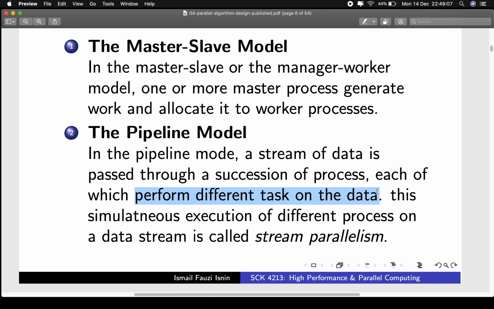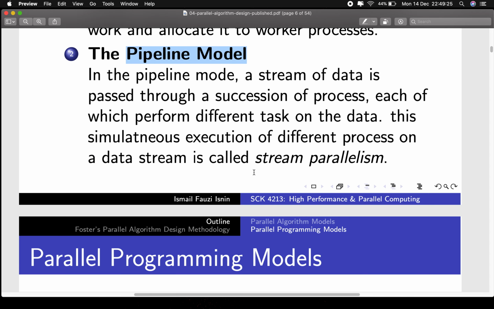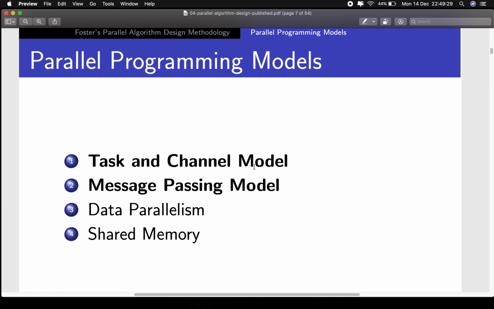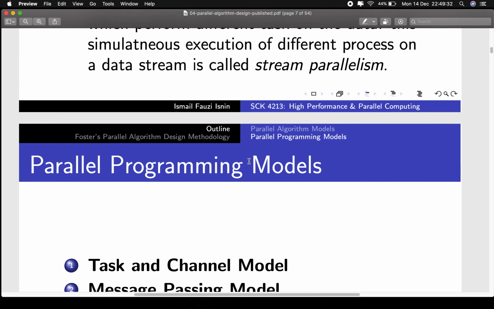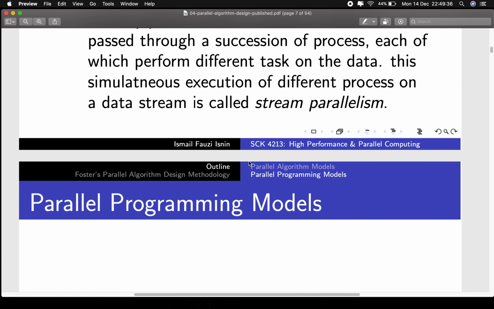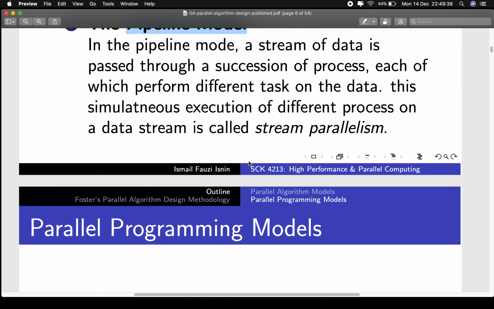So it is also called stream parallelism. Sometimes you will be given a scenario where the data is a stream, which is stream parallelism, so you know that it is under the pipeline model. Under the parallel algorithm model, you will cover all these 5.